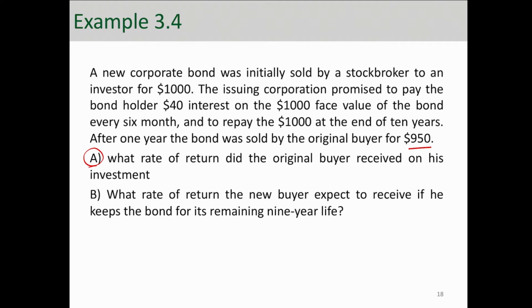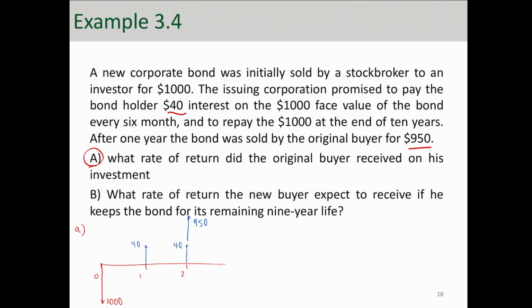He bought the bond for $1,000. He kept it for 1 year, which is 2 periods of 6 months. So he received 2 payments of $40, and then he sold it for $950. So let's draw the cash flow for that. Okay, here's the cash flow: $1,000, 2 receipts of $40, and then $950 at the end of the first year or the second period. Each period here is 6 months.